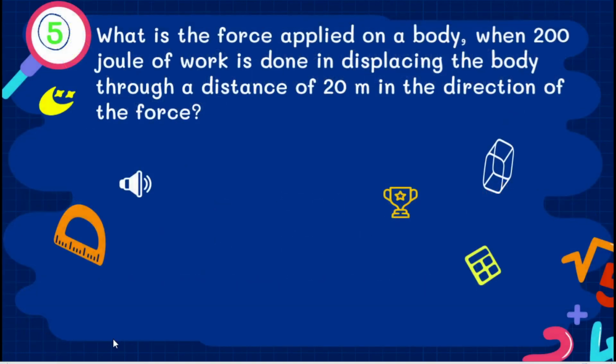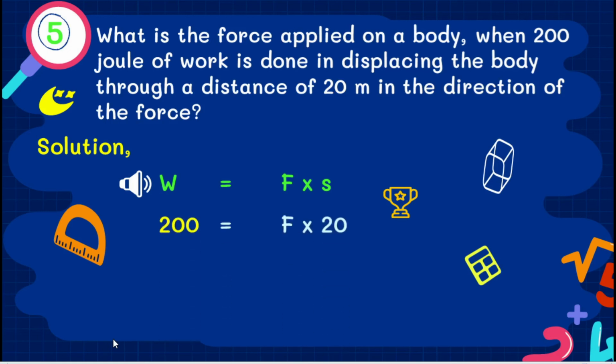Let's see the fifth sum. What is the force applied on a body when 200 joule of work is done in displacing the body through a distance of 20 meter in the direction of the force? So first we have to write the formula for this. W is equal to force into S, because they are asking here work done. Work done is force into displacement, but the work done is given here. So I'm going to write the value of work done, 200 joule, but they did not give force. They only gave distance. So I'm going to write this distance 20.